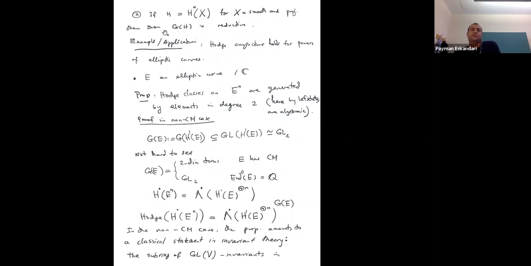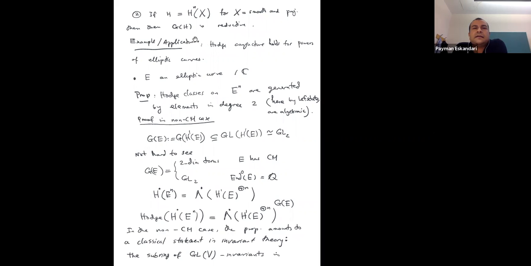Now, if your Hodge structure happens to be the nth degree cohomology of a smooth projective variety, then the Mumford-Tate group is reductive. That's because you have a polarization. You could use the polarization to show that the Mumford-Tate group is actually a reductive group in this case.